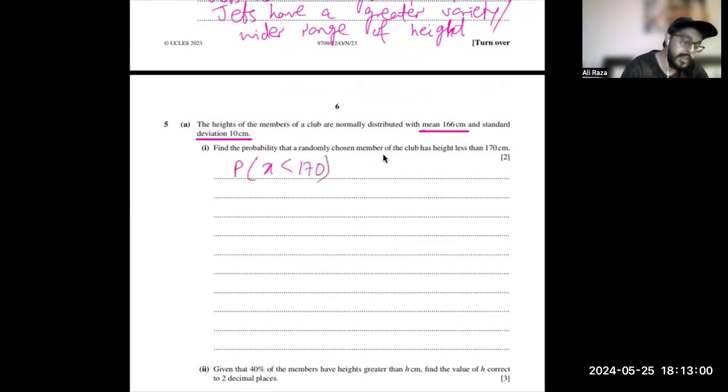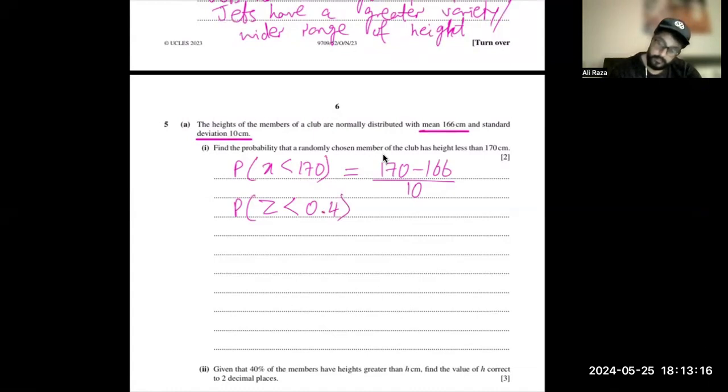So we'll standardize the data. The probability of Z less than 0.4. The answer for this would be 0.655.